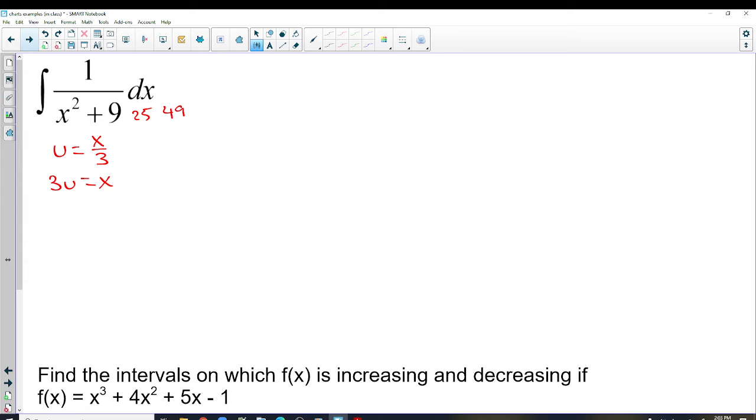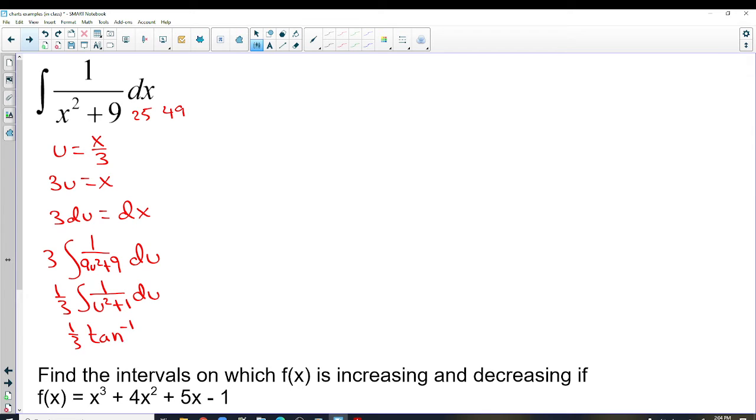So we can take the derivative of either one of these. How about we go 3 du is equal to dx, so that we can get rid of dx. So dx becomes 3 du. And x becomes 3u, so 9u squared. 9u squared plus 9. And now we're there. We've arrived, because now we can factor out a 9. 3/9 is 1/3. 1 over u squared plus 1 du. So 1/3 inverse tangent of u, but u is x over 3, plus c.